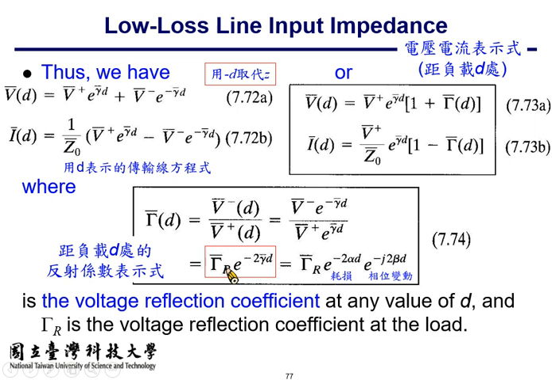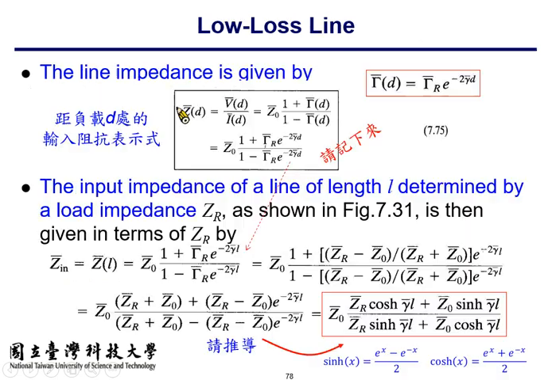All right, so with the low loss transmission line condition, the line impedance Z of D, of course, can be expressed as the ratio of total voltage at D over total current at D, and they can be expressed as Z sub 0, the characteristic impedance of the transmission line, times 1 plus gamma at D over 1 minus gamma at D. And gamma at D can be decomposed, using this relationship, as gamma R times exponential minus 2 gamma D.